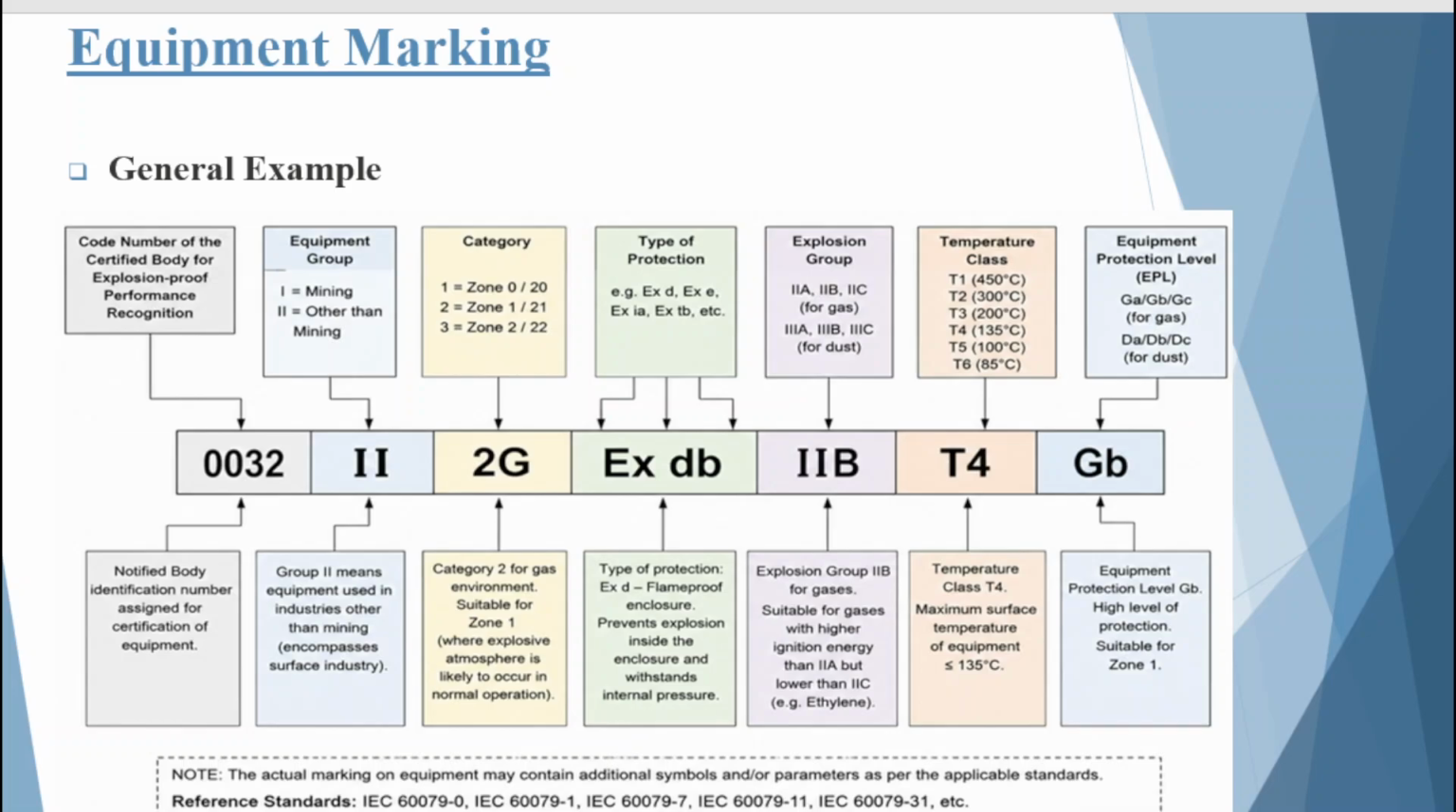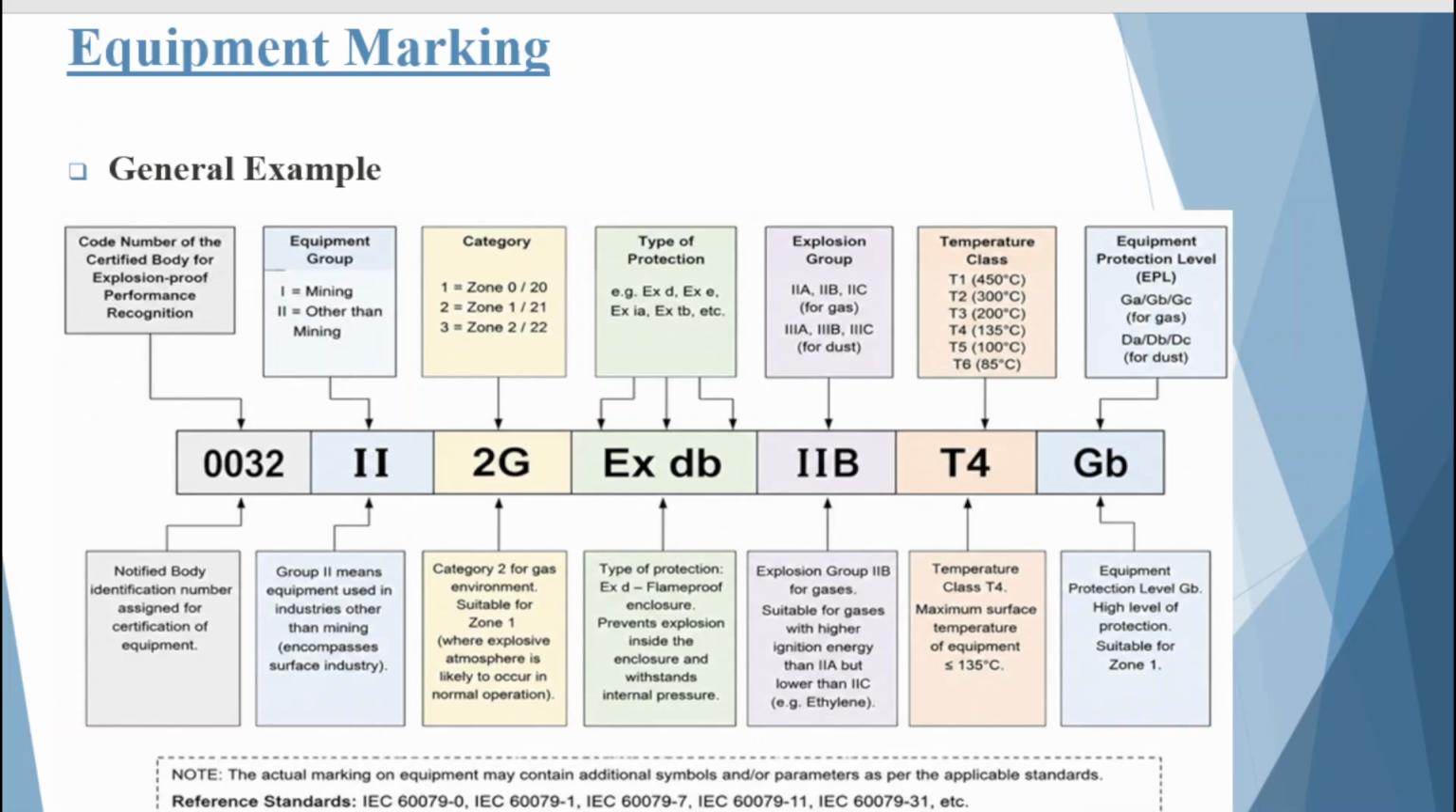The first number is 0032. This is the Notified Body Identification Number. It identifies the certification body that tested and certified the equipment according to the applicable explosion protection standards. Next is Group 2. As we discussed earlier, Group 2 equipment is intended for surface industries, such as oil and gas, chemical plants, refineries, power plants, and pharmaceutical industries. Group I equipment, on the other hand, is used in underground mining applications.